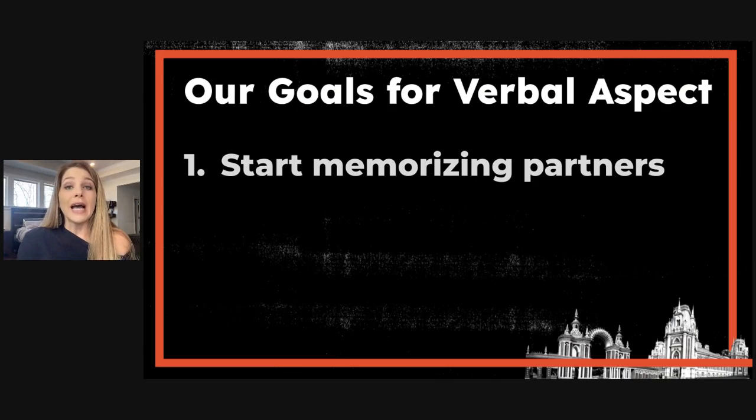So here are some ideas, and this is going to be a 3-part series on verbal aspect. So what you're going to start by doing is start memorizing the partners. And again, if you go over and download that worksheet, I have a whole list of a lot of the verbs you've learned up until this point in your Russian. And there's a column for the imperfective and there's a column for the perfective.